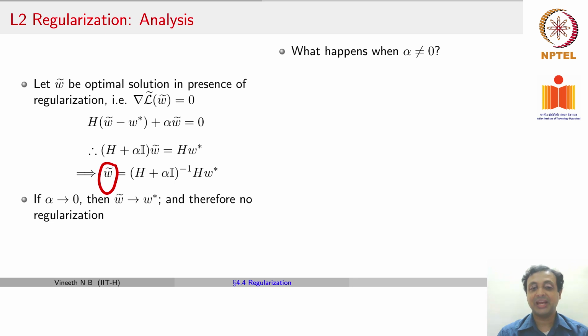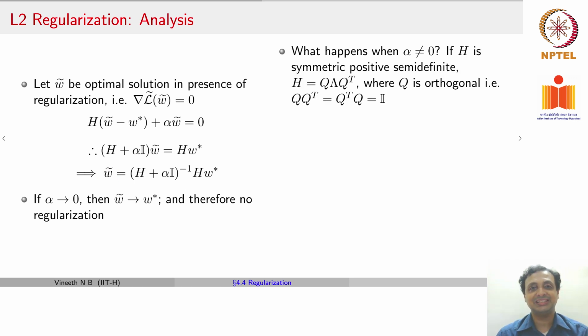It's not trivial to say something in general about W tilde unless you assume some form for H. So to do that, let's assume that H is symmetric positive semi-definite. Rather, symmetric is a symmetric matrix. Positive semi-definite means that the eigenvalues of H are all greater than or equal to 0. In such a scenario, H can be decomposed as Q lambda Q transpose, where Q is an orthogonal matrix. Q transpose Q is equal to I. This should also tell you here that Q transpose is equal to Q inverse. Right? That's the only way you will be able to write it this way.